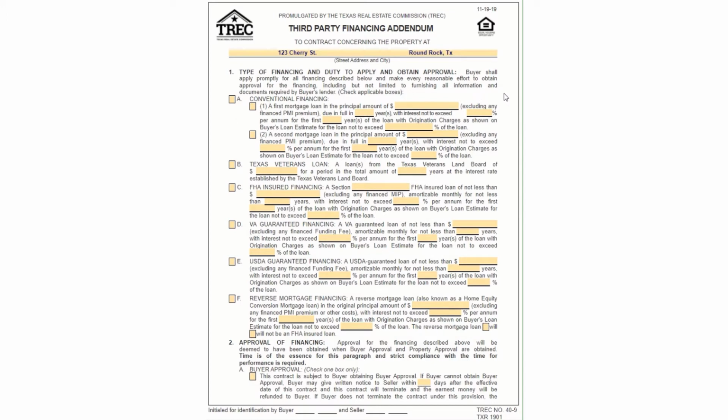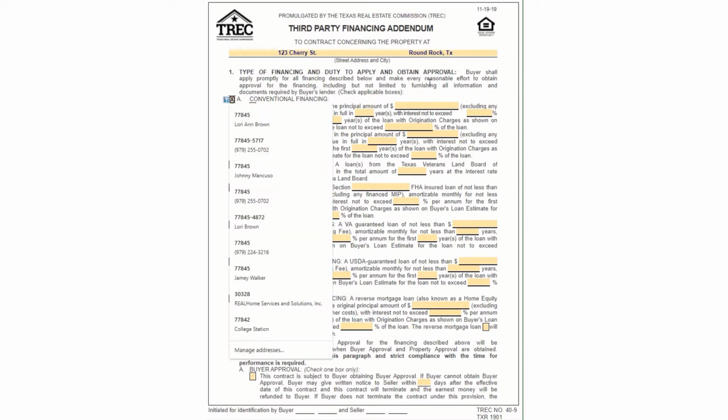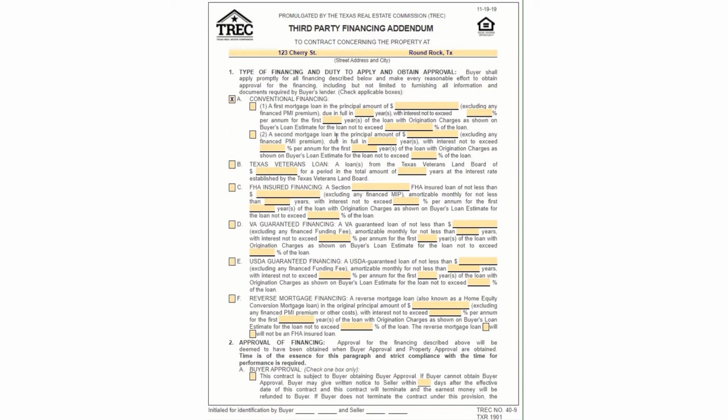So we're going to check A, conventional financing. And a conventional loan is a third-party loan that is not backed or insured by the federal government. The other 5 loans here are federally backed loans. We're not going to go into all of these, but we may do some videos on some of these at a future date. But basically, you're filling in the loan terms for each one of these loans.